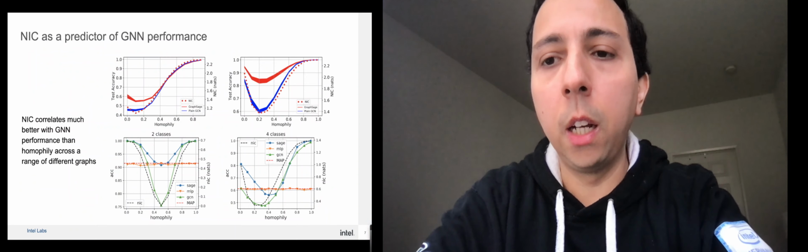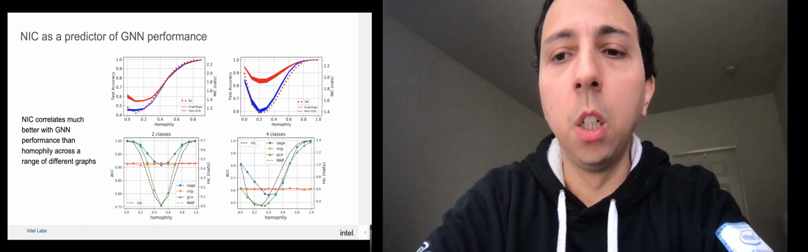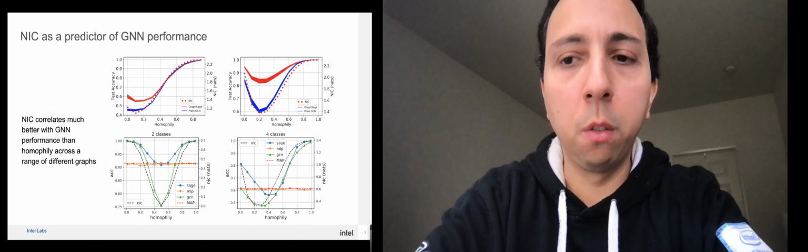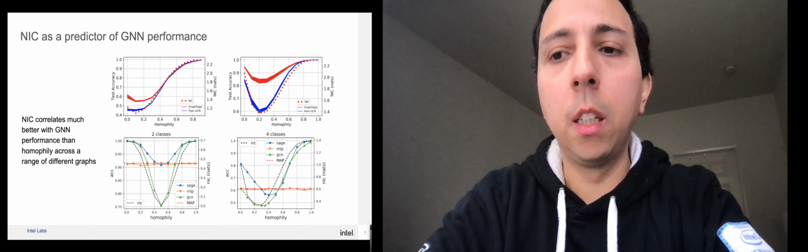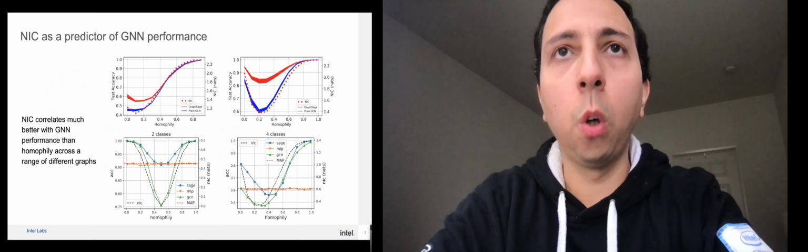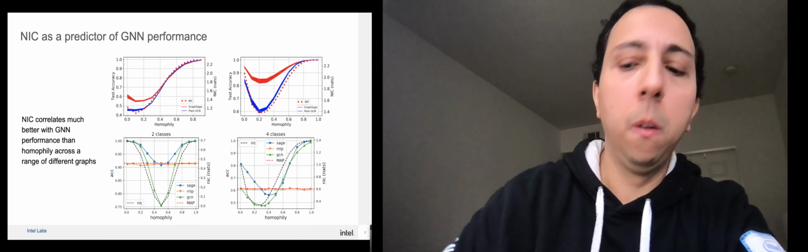In this case, we're looking at plain GCN, graph convolutional network, as well as the GraphSAGE networks. Both of them are GNNs that aggregate information from the local neighborhood. On the second y-axis, we plot the NIC, the neighborhood information content metric, and we can show that it correlates much better with GNN performance than homophily.